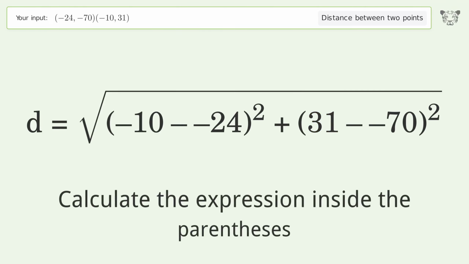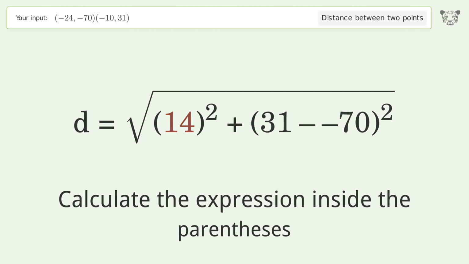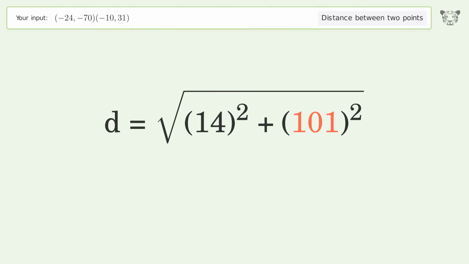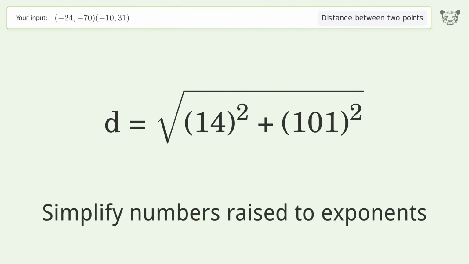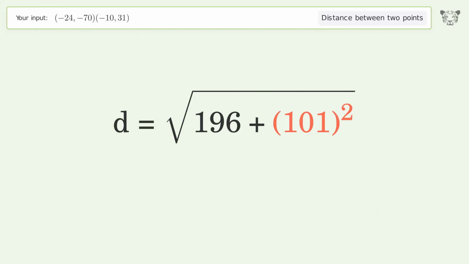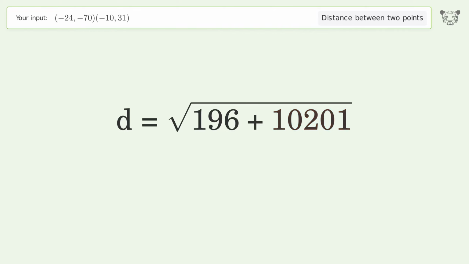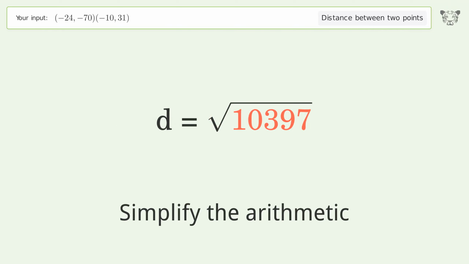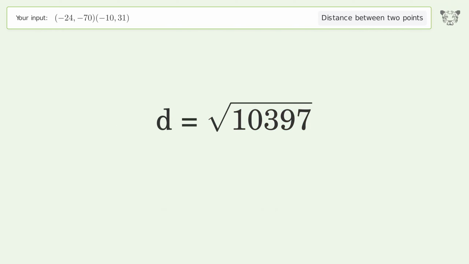Calculate the expression inside the parentheses. Simplify numbers raised to exponents. Simplify the arithmetic. And so the distance between the 2 points is the square root of 10,397 or 101.966.